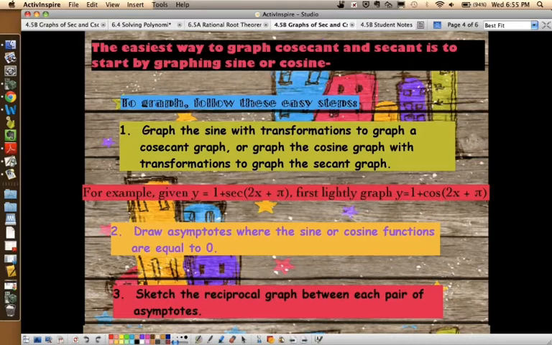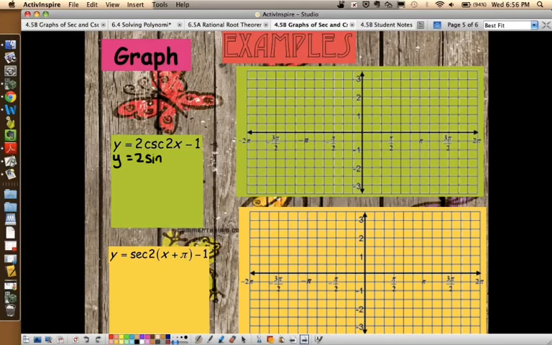And I'll tell you right now that the reciprocal graph for both of these functions take on the shape of a familiar graph, the parabola, and you'll see why in just a second. So let's take a look at the first example. Again, we're going to trade out the cosecant for sine, and we're going to lightly sketch this graph. So let's take a look at some of the characteristics of our sine curve. First of all, its amplitude will equal 2, and the period of this graph will be 2 pi over b, which is 2 pi over 2, and it will have a vertical shift down 1 unit.